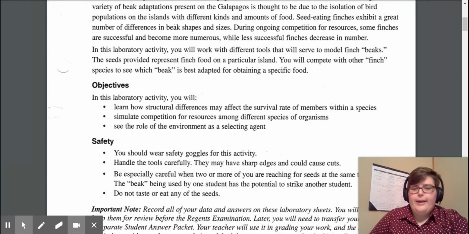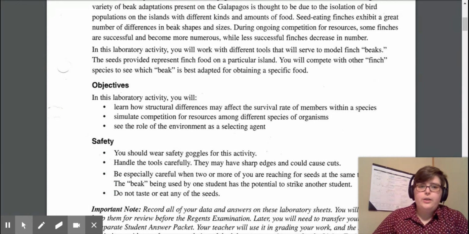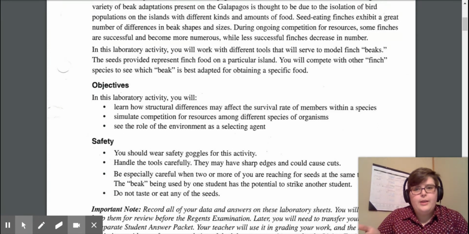In this laboratory activity, you will learn how structural differences may affect the survival rate of members within a species. So how different beaks are going to affect who can live on which islands with what kind of food. Simulate competition for resources among different species of organisms. So maybe there are two birds, two finches with different beaks, but they both can eat the same amount of food. How's that going to impact them if they're both living on the same island?